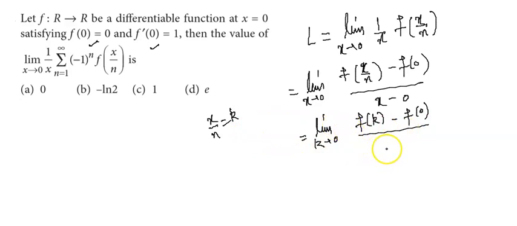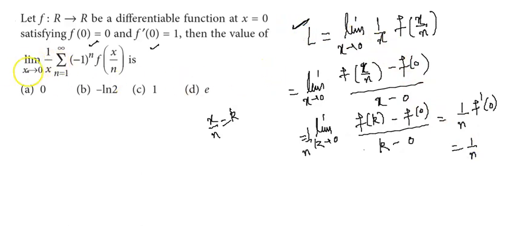this will be n. We can take n common out of it, 1 by n, and it will be k minus 0. This is nothing but 1 by n of f dash 0, and f dash 0 is given to us as 1. So it will be 1 by n. That means the value of L will be 1 by n. So we have to calculate its value.